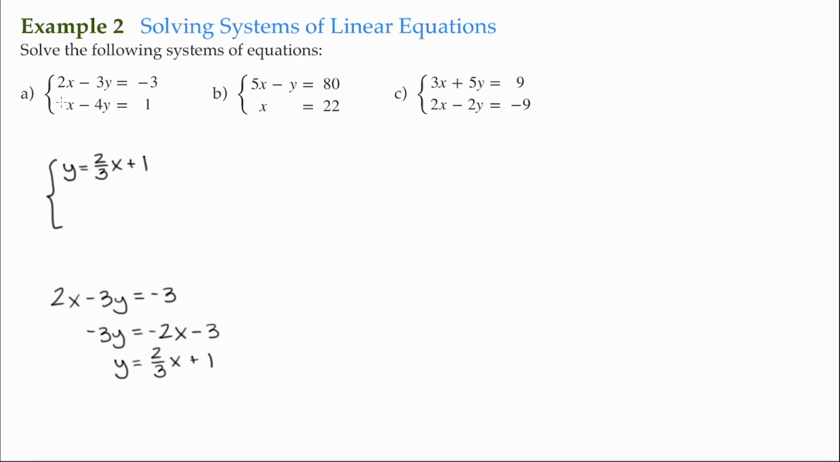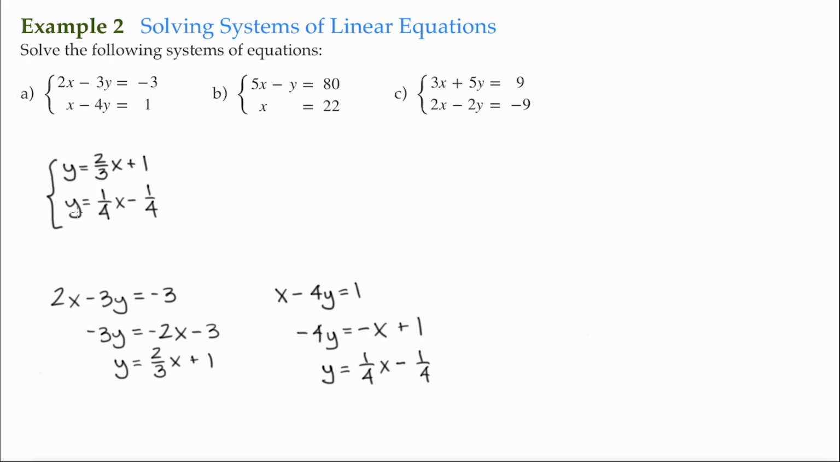I'll do the same for this equation here. X minus 4y, that's equal to 1. Solving for y, we have negative 4y. That's going to be equal to negative x plus 1. Divide everything by negative 4. Y is going to be equal to 1/4 x minus 1/4. So we have y is equal to 1/4 x minus 1/4. So here I went ahead and I changed these into slope-intercept form.